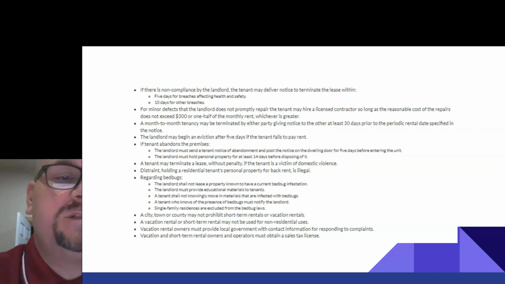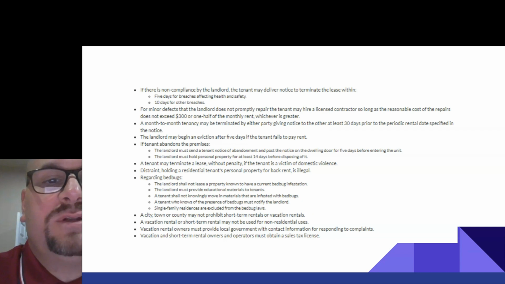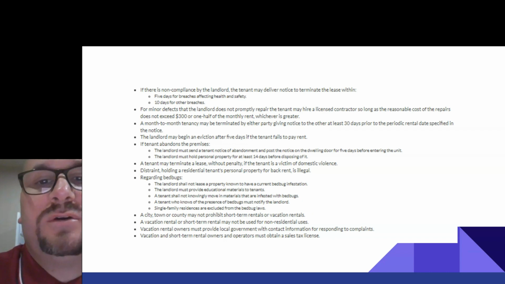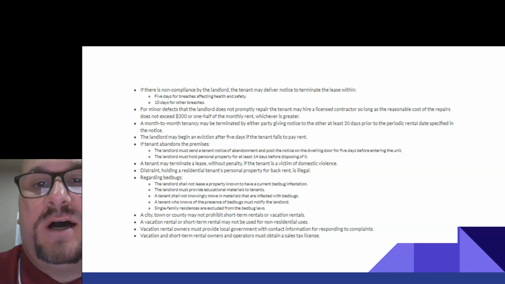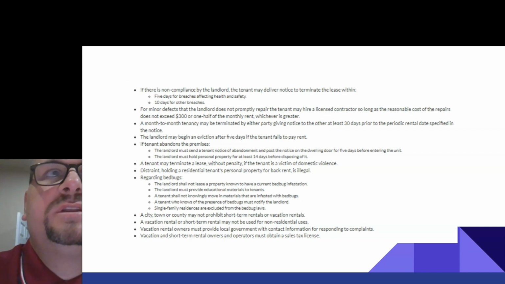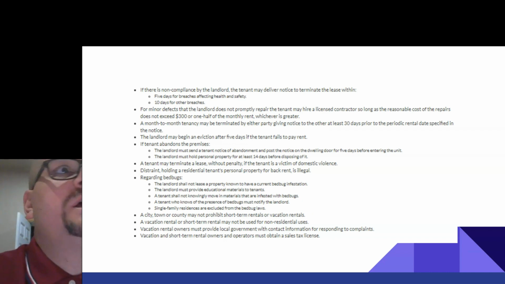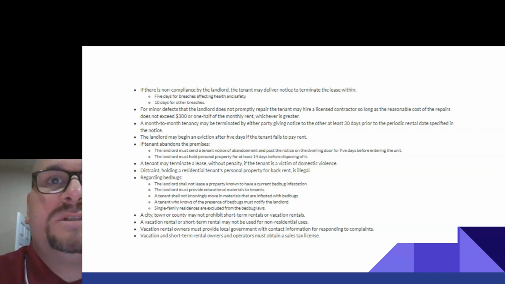If the tenant abandons the premises, the landlord must send a tenant notice of abandonment and post the notice on the dwelling door for 5 days before entering the unit. So say they just up and leave the premises, you need to put a note on that door, giving them a notice, right? And you have to leave it there 5 days before you enter. So is it 2 days minimum? No, it's 5 days now, right? Because they abandoned it.